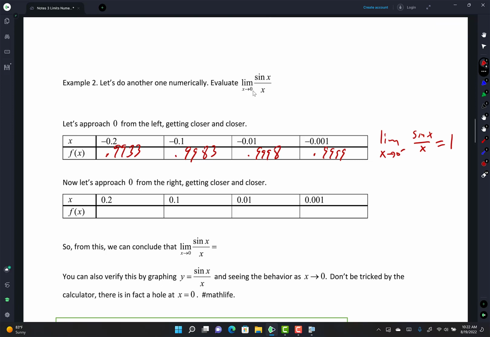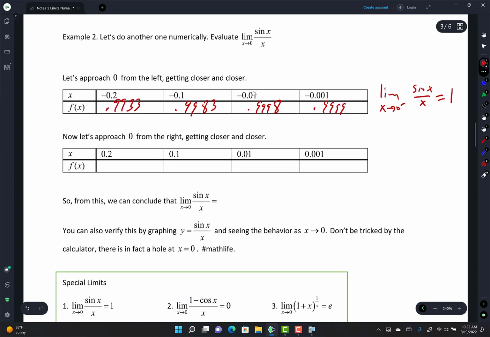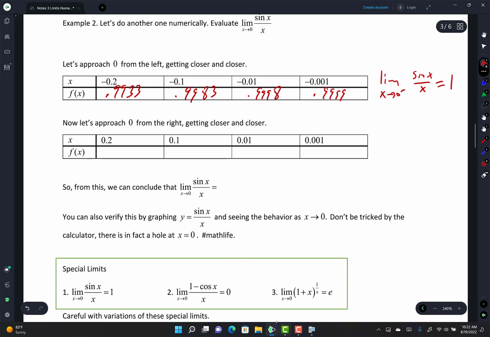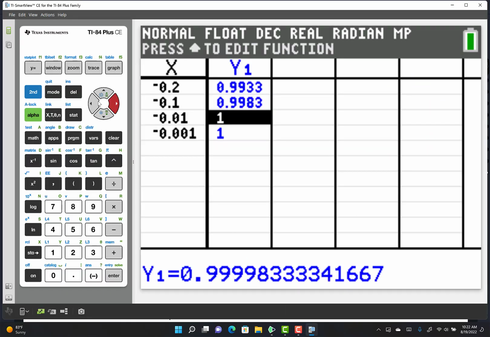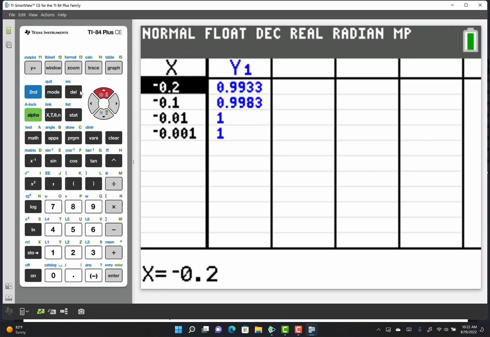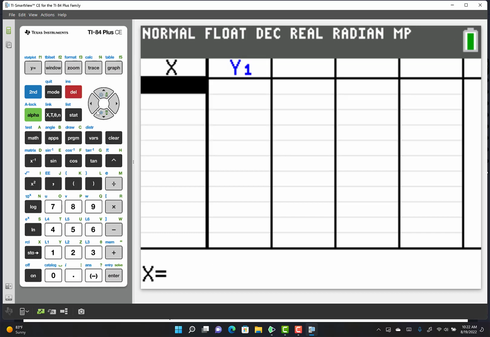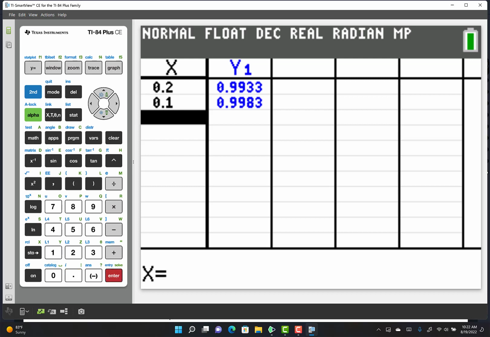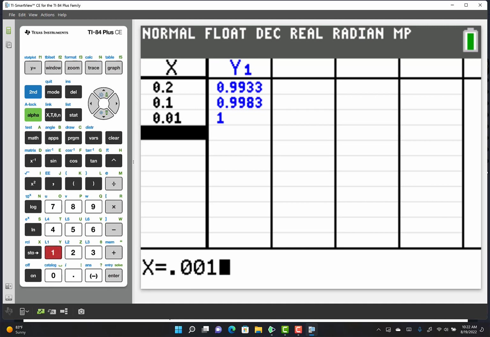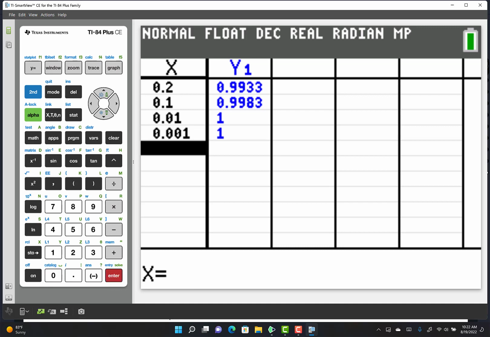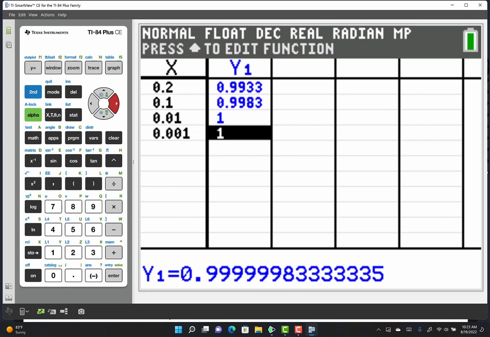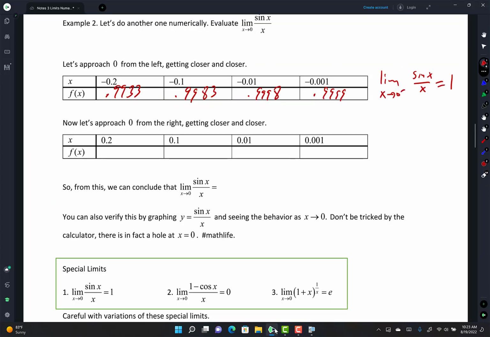I'm going to do the same thing again, but from the right. You probably already know what's going to happen, but verify it anyway. So I'm going to scroll to the left. Delete, delete, delete, delete. 0.2, enter. 0.1, enter. 0.01, enter. 0.001, enter. It should be symmetric, so it should really be the same values. It's an even function. You should get the same values again, guys.